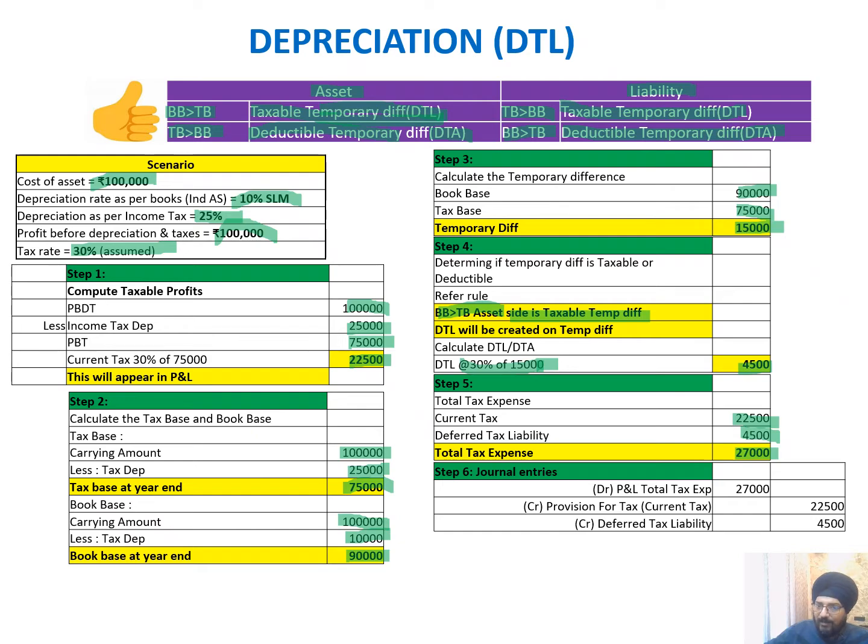So we have to create an entry. We are debiting the PNL with 27,000. Then we are creating the provision for tax with 22,500, and we are creating one more deferred tax liability, which will be shown in the non-current liabilities in my balance sheet, for 4,500. This is a typical example wherein we are creating the DTL. We'll move to the next slide to quickly have a look at the presentation in the financial statements.